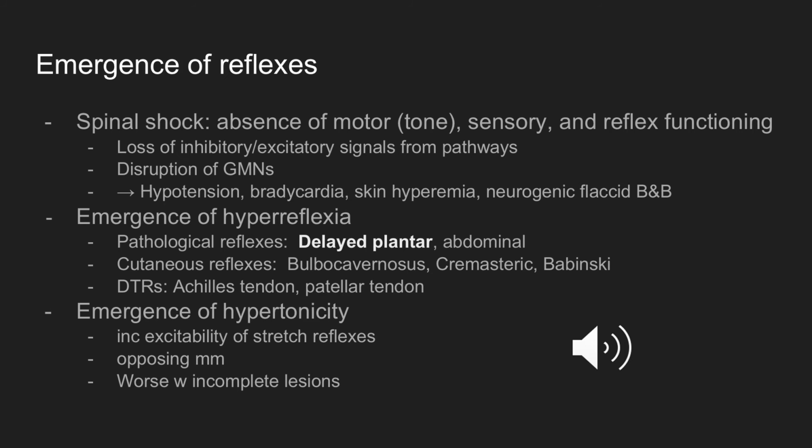For patients with spinal cord injury, this is very common in opposing muscle groups, as opposed to patients post-stroke, which will have spasticity in their upper extremity flexors and lower extremity extensors. And spasticity is worse with incomplete spinal cord lesions.